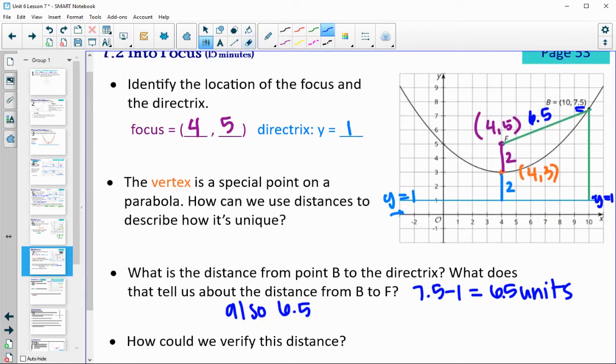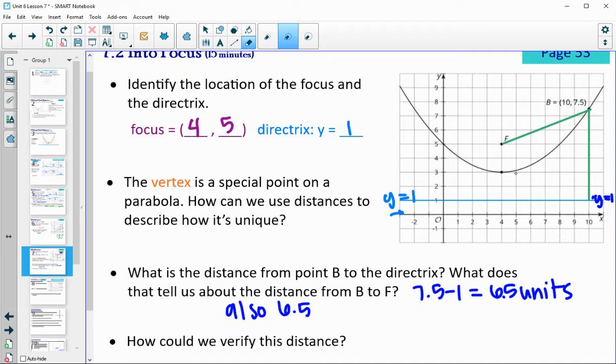And then how could we verify that? So we could verify it by doing the Pythagorean theorem. And so let me get some of the rest of this stuff away from here. And so we could draw in a right triangle to get us to connect the point to the focus. And then we would want to calculate these distances here. Now remember, the focus is the point (4, 5).